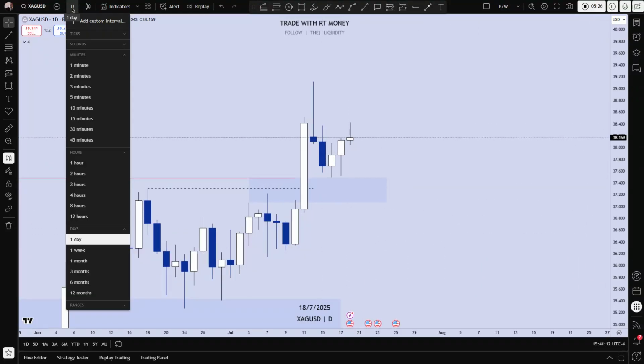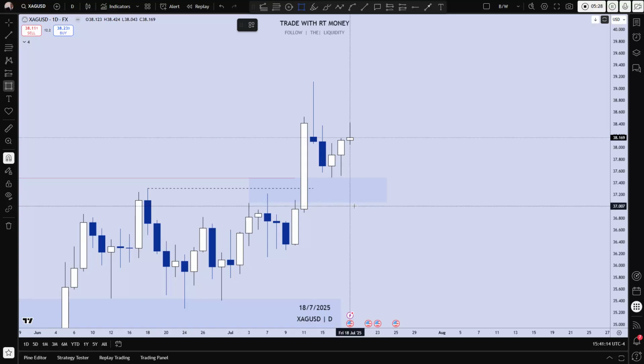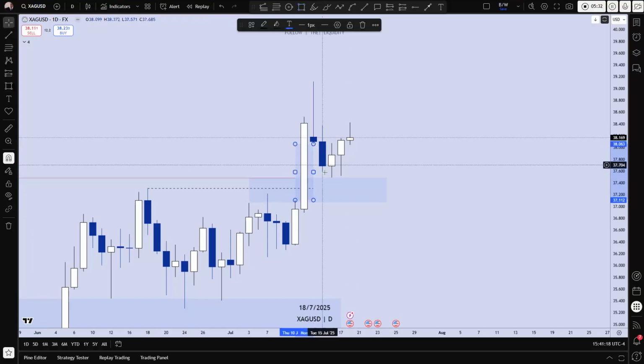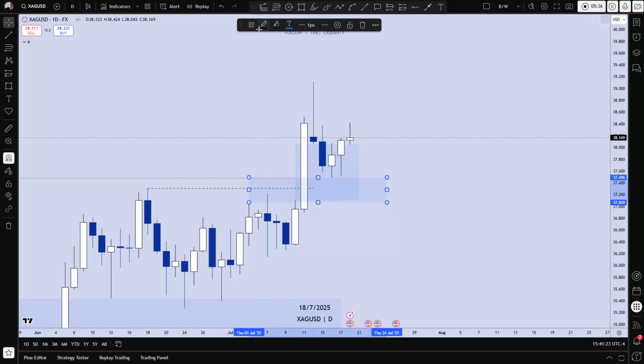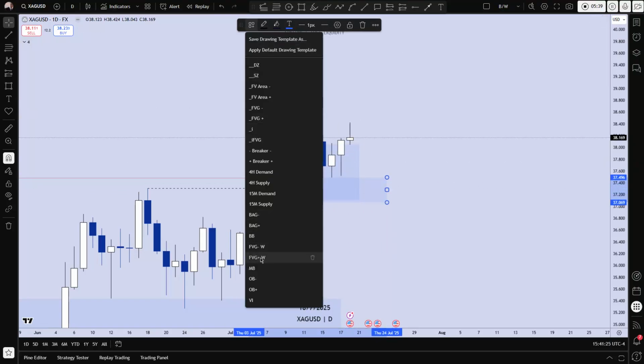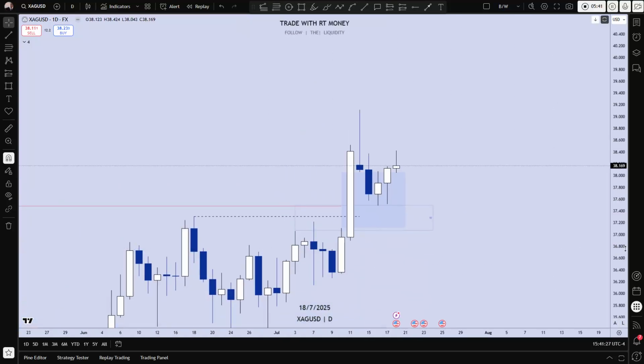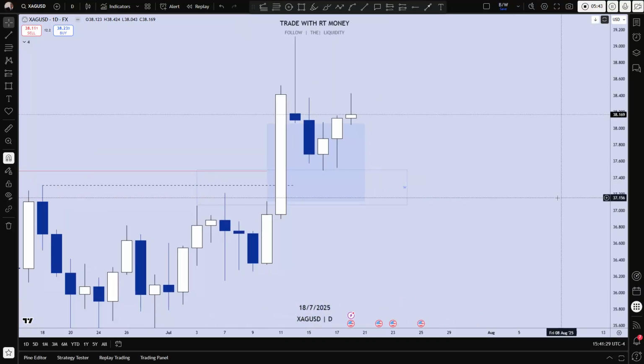Now, on the daily, what do I also want to make note of? This is a weekly fair value gap. We got a daily fair value gap here. We got a daily fair value gap here. Now I'm going to make this a little less cumbersome for you, but what you want to see is this daily fair value gap on this daily time frame.